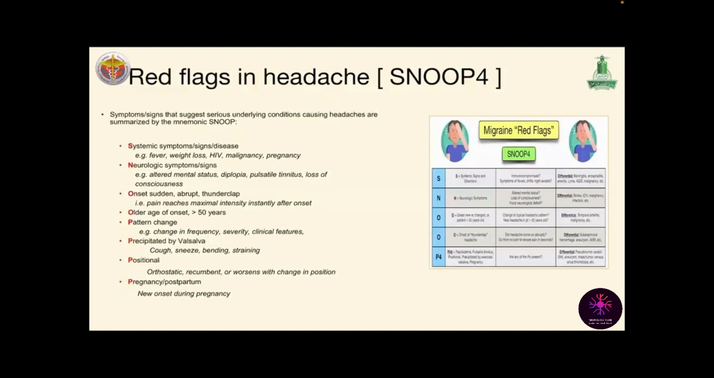Also, then we have the 4 Ps. First, pattern change. Any change in frequency, severity, or clinical features of an already existing headache disorder should prompt further investigation. We also have headaches precipitated by Valsalva, as these can occur in patients with intracranial hypertension also. Also positional headaches. So we have, for example, orthostatic headaches that could occur with intracranial hypotension. And as we mentioned, patients who are pregnant or in the postpartum period should also have their headaches taken seriously.